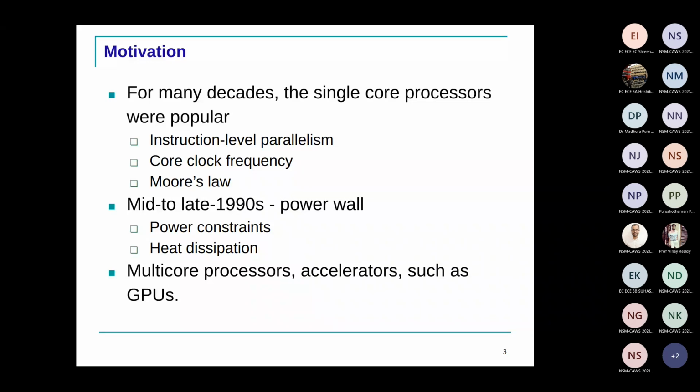Okay, so for many decades, single core processors were very popular, exploiting instruction level parallelism, core clock frequency and Moore's law. You were able to put more resources. But around the mid to late 1990s, because of the power wall, we had several power constraints and heat dissipation issues. So from then onwards, multi-core processors and accelerators like GPUs have started evolving.